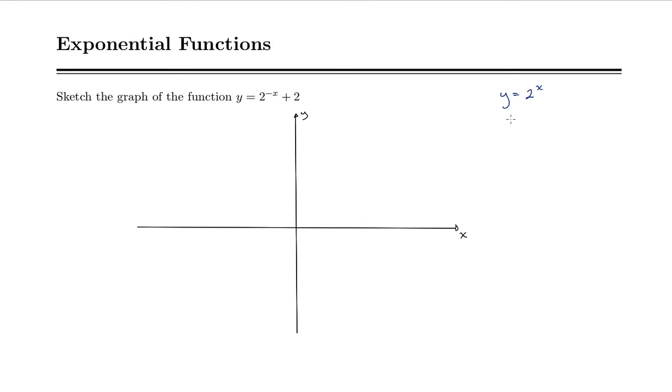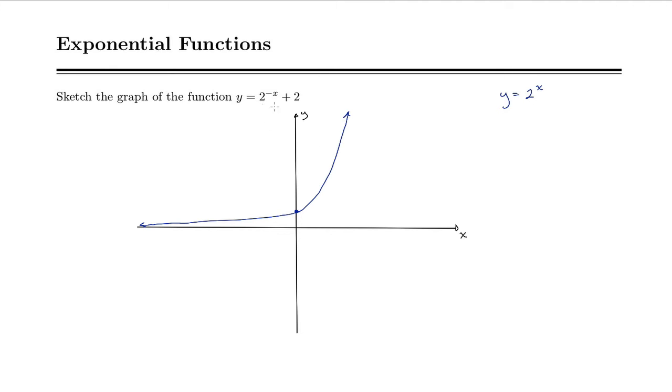Now 2 to the x, that's an exponential function. Exponential functions, just a to the x, always go through y equals 1. And we've got an asymptote, horizontal asymptote, and then we start to grow pretty fast there. Okay, so there's our y equals 2 to the x.